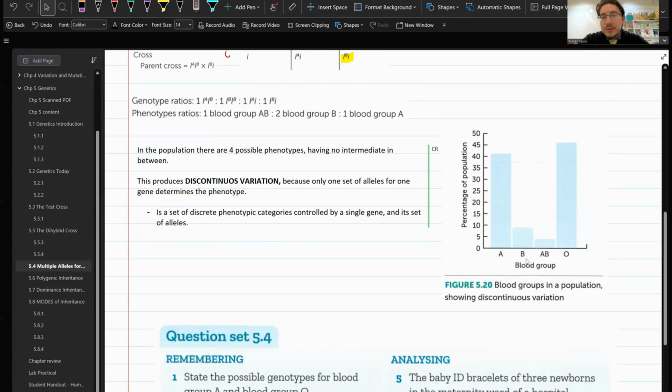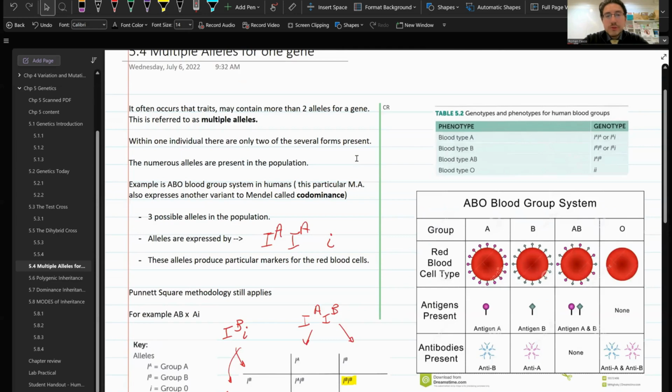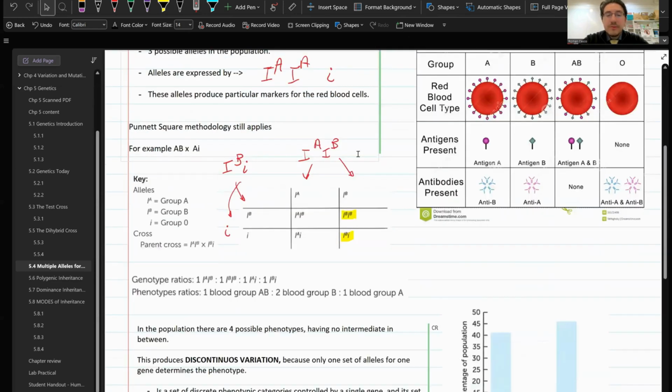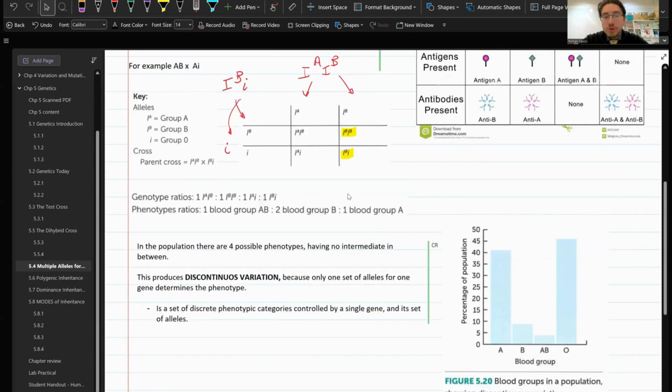So in the population, you would plot this type of frequency as a bar graph. Either you're a discrete phenotype, in this case A, B, AB, or O, in a certain percentage in a population or whatever type of quantification you're doing. It would show this discontinuous variation. So this refers to multiple alleles. You have several forms for one particular trait.